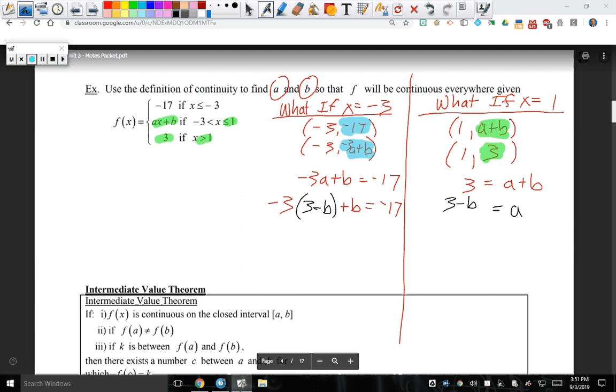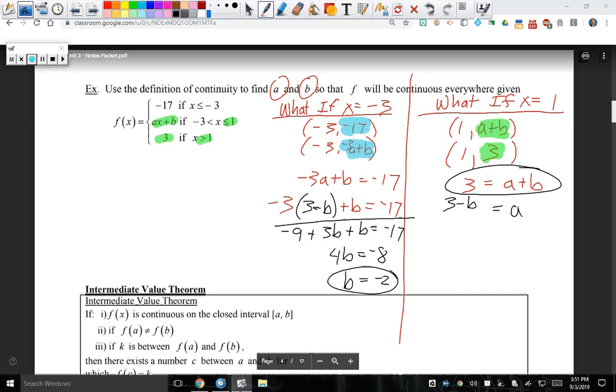Okay? Say again? My bad. Okay. So we'll get negative 9 plus 3b plus b is negative 17. So we get 4b is equal to what? Negative 8? So b is negative 2. So if b is negative 2, what's a? 5.